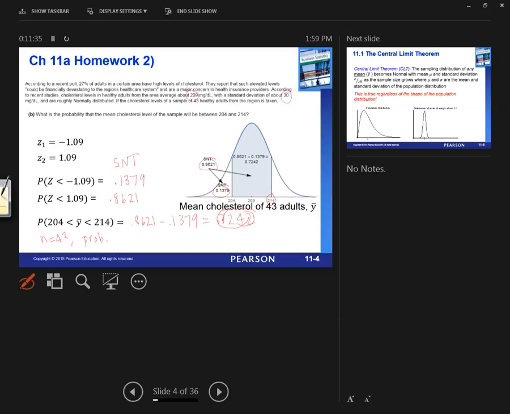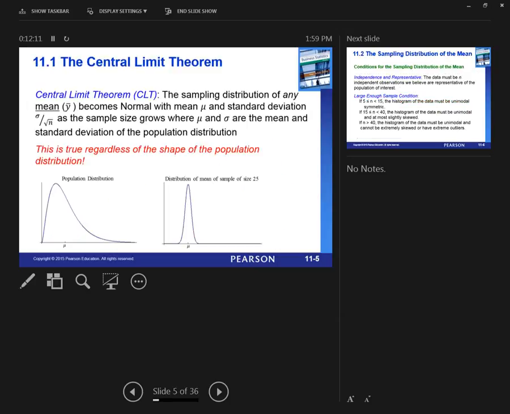So the probability that the average cholesterol is between 204 and 214 equals 0.7242. Another way to say it is if I took a bunch of samples of size 43, in 72% of the samples, the average cholesterol would be between 204 and 214. Okay, so that was the homework.